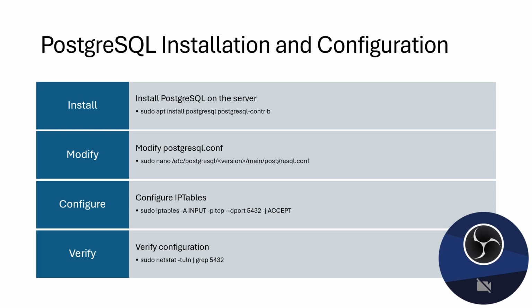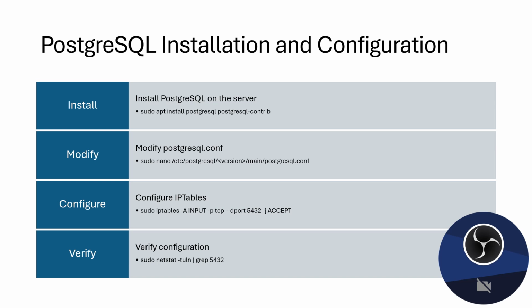Next, we are going to want to modify our PostgreSQL configuration files. We can do this by using the command sudo nano /etc/postgresql/<version>/main/postgresql.conf.